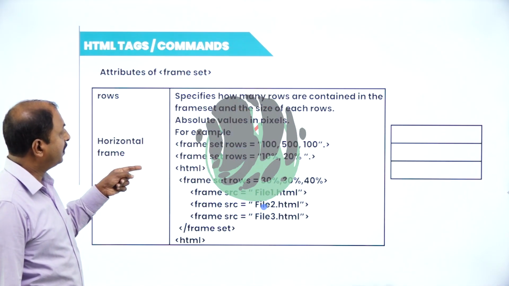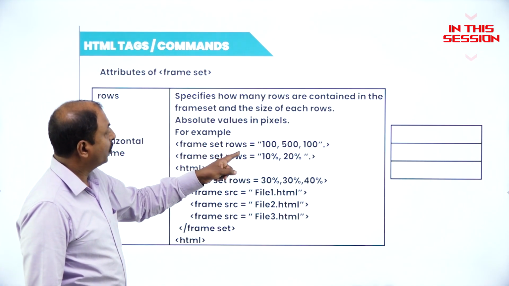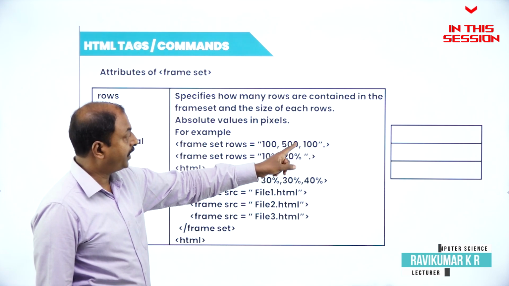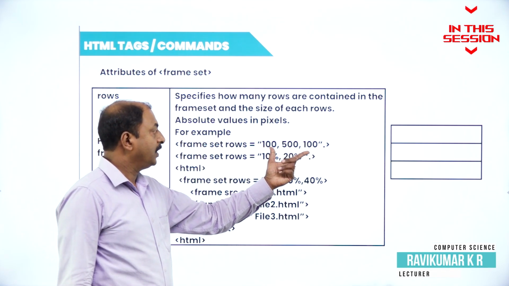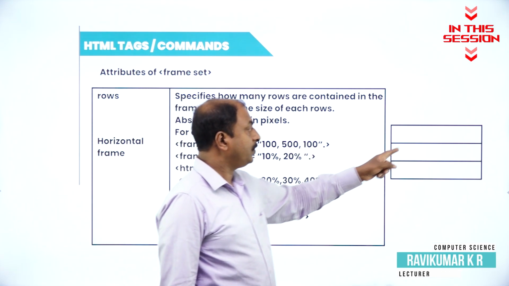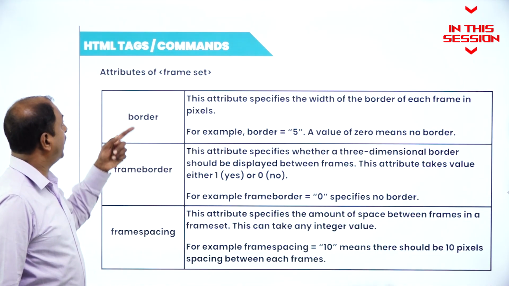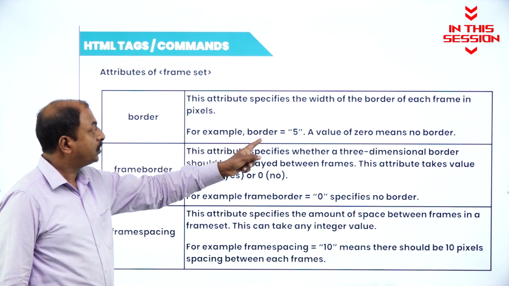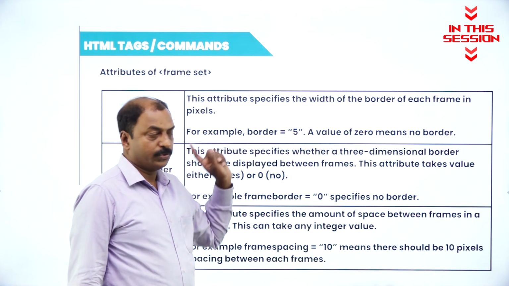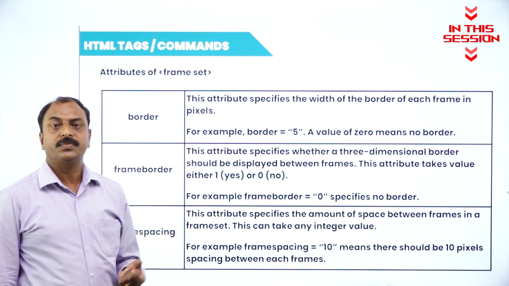This is horizontal frames: frameset rows equals 100, 500, 100. There are 3 values, and so it will be divided into 3 rows or 3 sections. One of the attributes is border. We can make use of the border tag with the values, so it gives the thickness of the border.